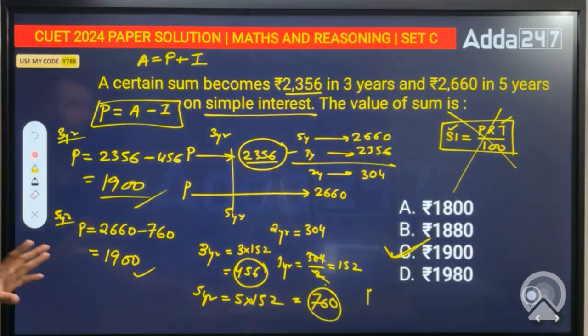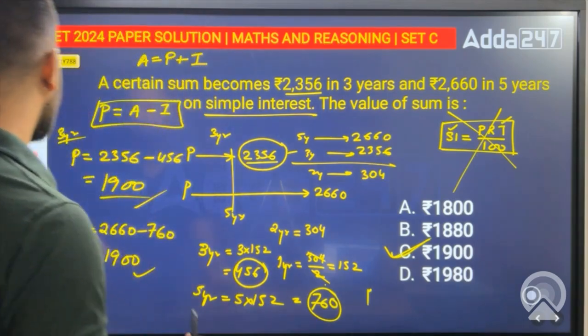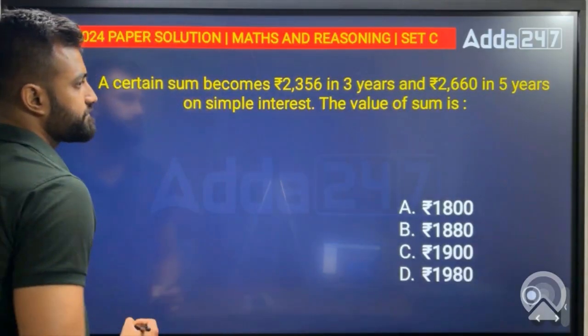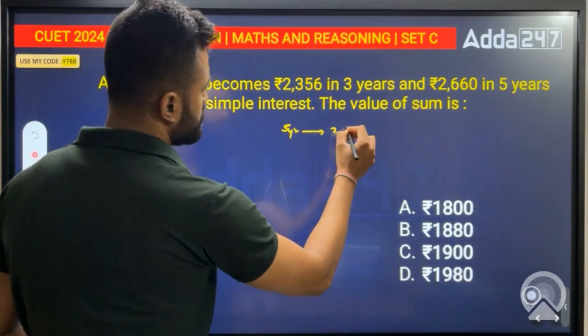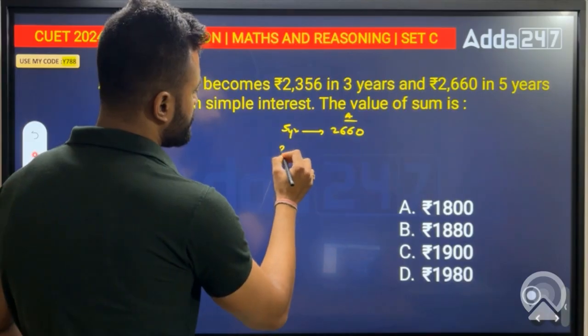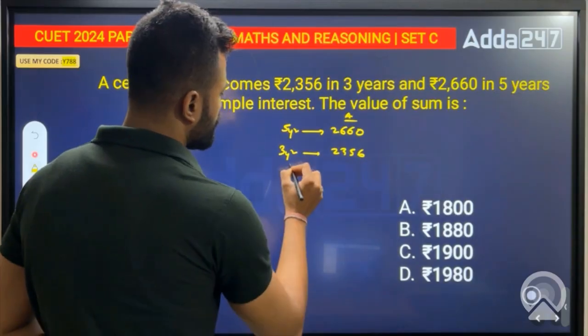See, it's very simple. Okay, in short, if this question comes in your exam, let me tell you how you are going to do it. You will write like this. Okay, see. Sir, 5 years, 2660 is the amount. We are talking about the amount. Okay, 3 years, 2356 is the amount. So let's take the difference.